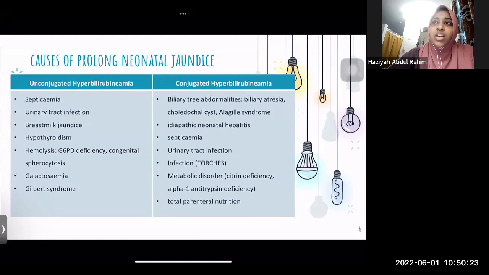Under conjugated hyperbilirubinemia, it can be due to biliary tree abnormality, either biliary atresia, choledochal cyst, or Alagille syndrome. It can also be due to neonatal hepatitis, septicemia, urinary tract infection, and congenital infection like TORCH. For metabolic disorders, we have citrin deficiency and alpha-1 antitrypsin deficiency. Patients on total parenteral nutrition can also have jaundice. Next.